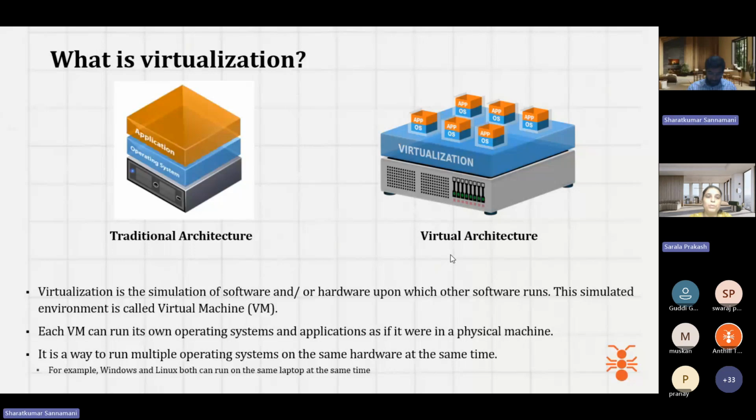Now, I hope you understood what is traditional architecture and what is virtual architecture. The virtual architecture is nothing but a representation of a single physical hardware where you can use the same single hardware for multiple operating systems. Okay, so now how is it possible? Can anyone guess, or if you heard somewhere, how is it possible? One single hardware, multiple OS, how is it possible? Any idea?